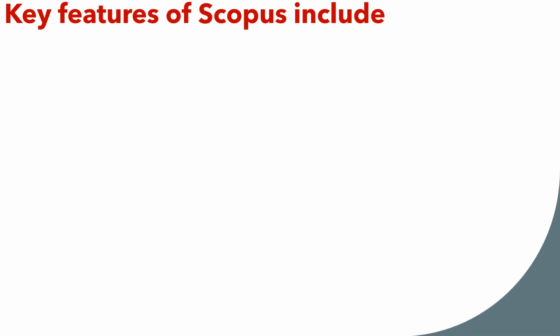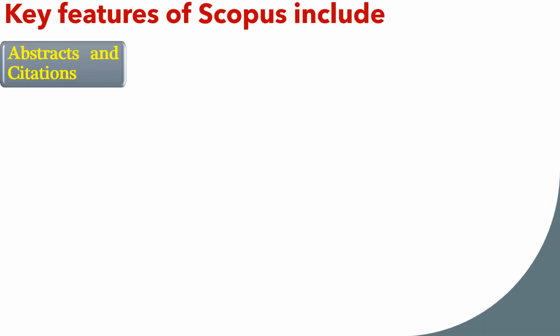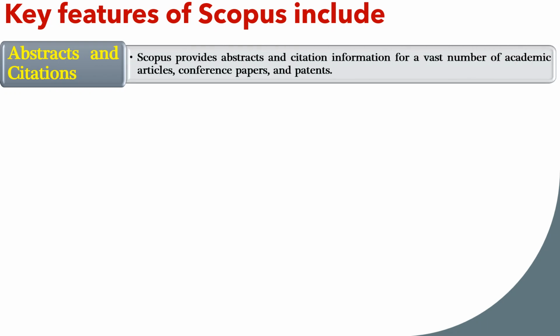Whenever we talk about Scopus, why do we talk about all these things? Because why should we have a Scopus ID, or why should authors register on Scopus? So Scopus gives you some benefits. The features available are that it is the place where you can find abstracts and citations. Scopus provides the abstract and citation information for a large number of academic articles, conference papers, and patents.